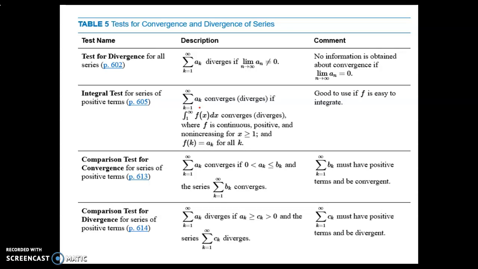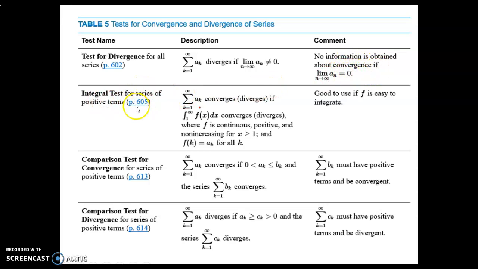So the test for divergence, this is similar to what we just discussed, but right now it is tabulated. This is number 1, the divergence test. So in the divergence test, if the series a sub k converges, then the limit of a sub n equals 0. Equivalently, if the limit is not equal to 0, the series diverges. No information is given when the limit of a sub n is equal to 0.